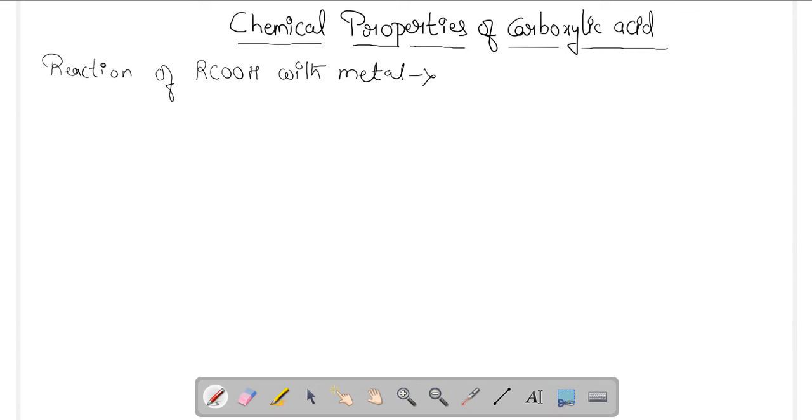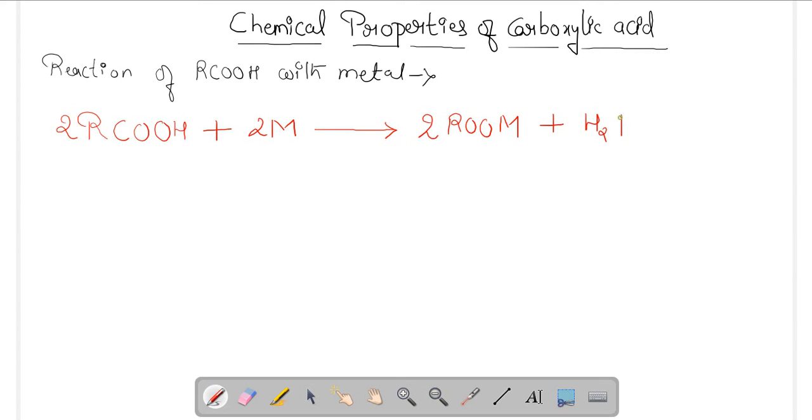So here the general formula for this particular reaction will be RCOOH. It will be reacting with any of the metal. So here let us say 2 molecules of carboxylic acid is reacting with 2 atoms of metals. So they will form metal salt, that is RCOOM, plus H2 gas will be released out here. Okay, so this is the general reaction for our reaction of carboxylic acid with metals.